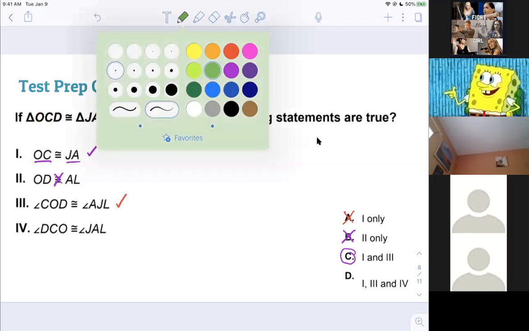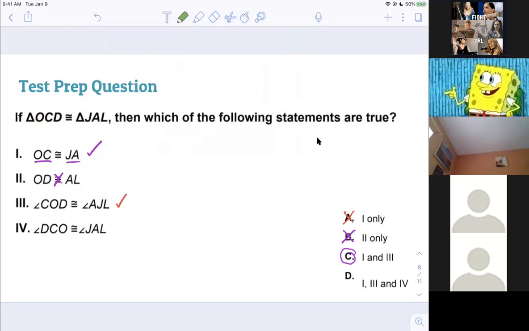So it's telling me angle DCO, so it kind of goes backwards, DCO, congruent to JAL. That one's going forwards. No. They're reversed of each other.